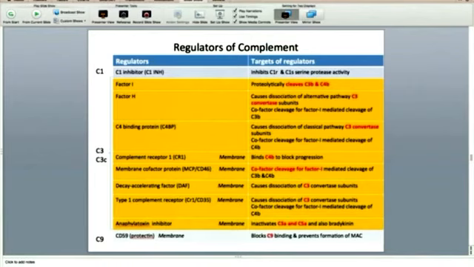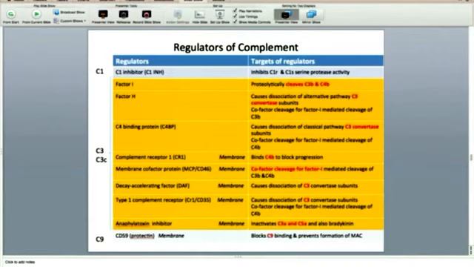Now, it's probably too simple to say, but if you only had to remember the really important elements of complement for the boards, probably the functions and where it can go wrong for C1, C3, and C9 essentially are very high yield concepts to keep in mind. Would that be correct? That would be correct.